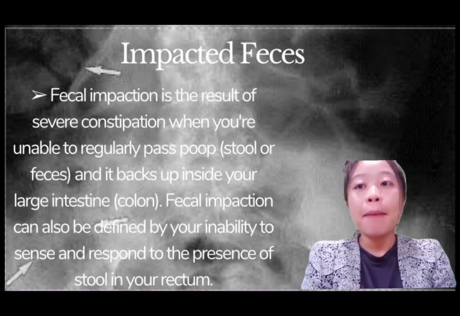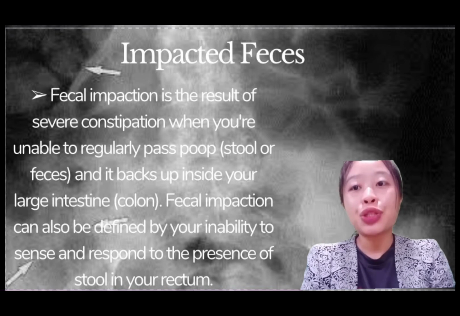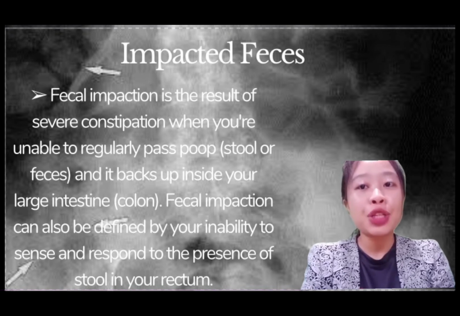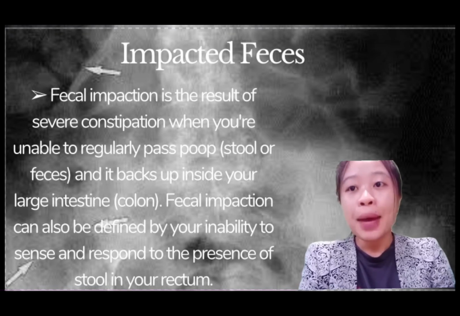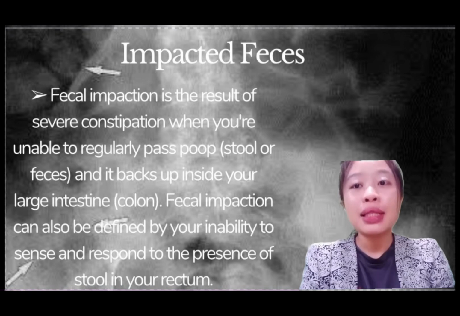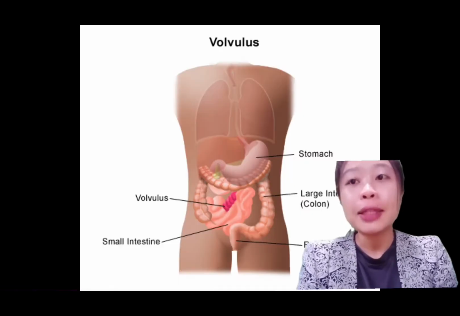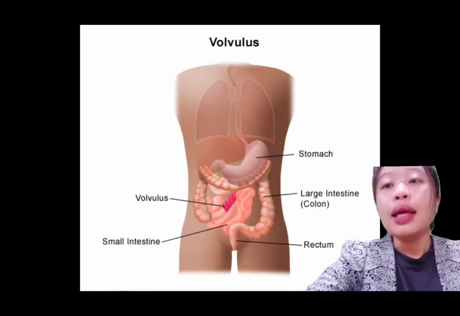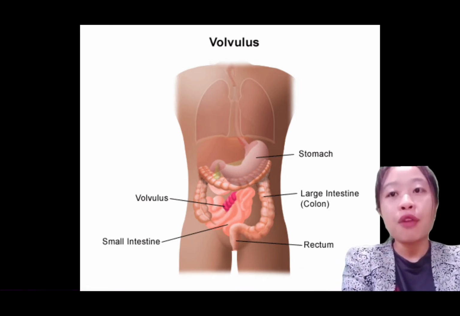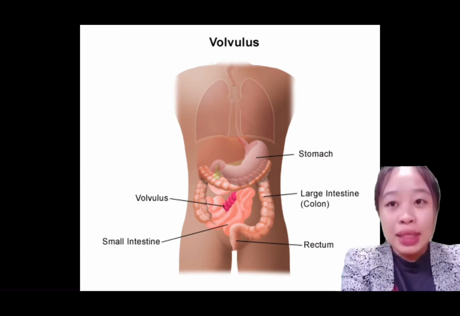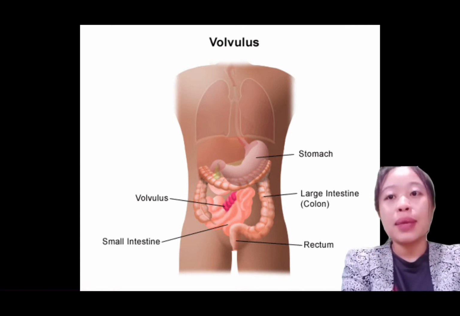Next is impacted feces. Fecal impaction is the result of severe constipation, when you're unable to regularly pass stool and it backs up inside your large intestine. Next is volvulus. Volvulus occurs when part of the colon or intestine twists. The twisting causes bowel obstruction that may cut off the blood supply to areas of the bowel.